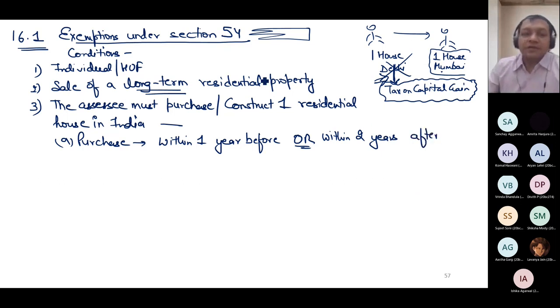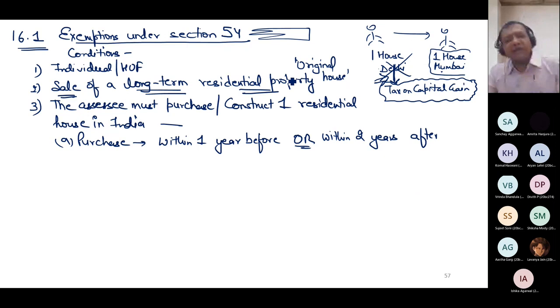After what? The sale of original house. This Delhi house is known as original house. I'm calling it original house because I am selling a house and I will purchase another house, so there should not be any confusion. That is why the house which I'm selling, I'm calling the original house, and the house which I'm purchasing is the new house. Original is only for the purpose of removing confusion. It is nothing but the sold house.